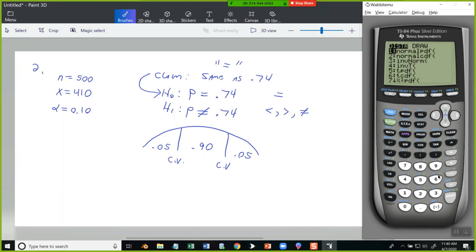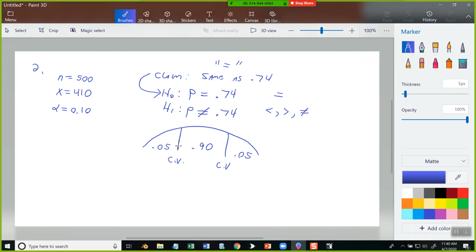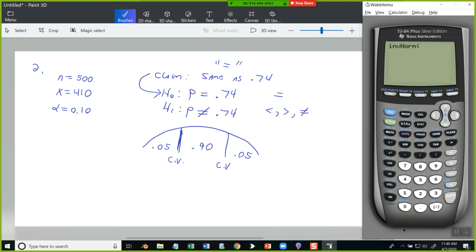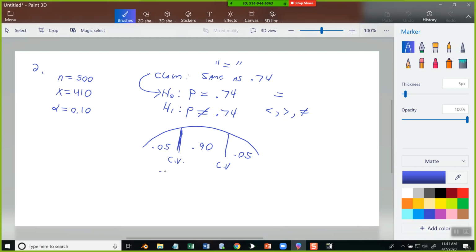Second VARS, INV norm. It's always the area to the left. If I look at this first critical value, the area to the left is 0.05. So I put in 0.05, and that gives us negative 1.64. The only time you'd have to take it to more decimal places is if your test statistic came out exactly the same as this, and you couldn't decide which side it fell on. So you'd have to take more decimal places.